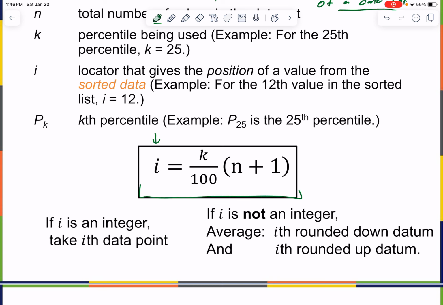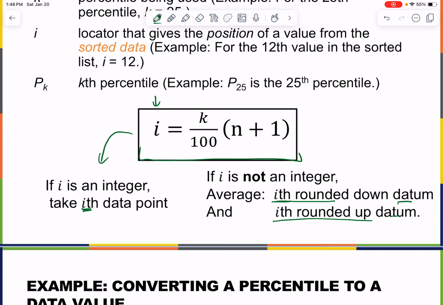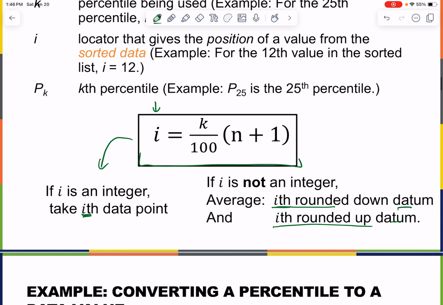Now, if the I that you get out is an integer, then just take the ith data point. If I is not an integer, then what you do is you take the integer below it and the integer above it. So you take the ith rounded down datum and the ith rounded up datum. That's just the particular data point. And then you average these. You add them together.